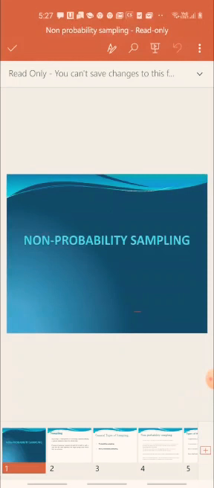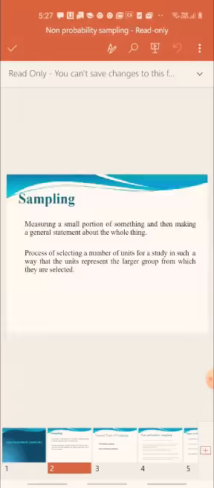So, I'm starting with the new lecture, non-probability sampling. We are already done with probability sampling. So, this is about non-probability sampling.